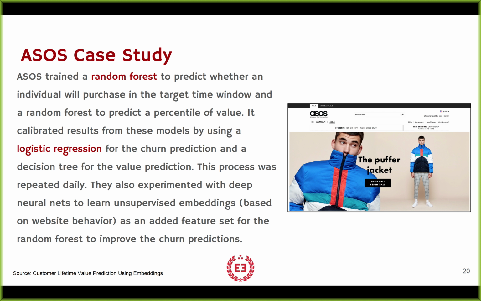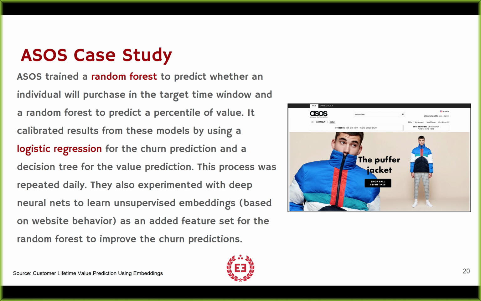And what they found was that the added predicted value of that process did not justify all the engineering problems that come with running deep neural nets. They require different kinds of processing, different tools, the costs are much higher, and they figured out that random forest was doing just fine.